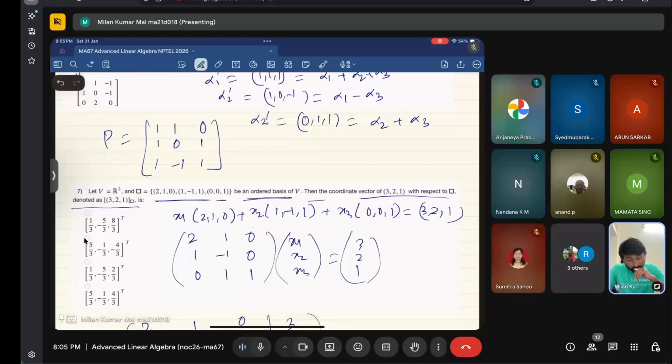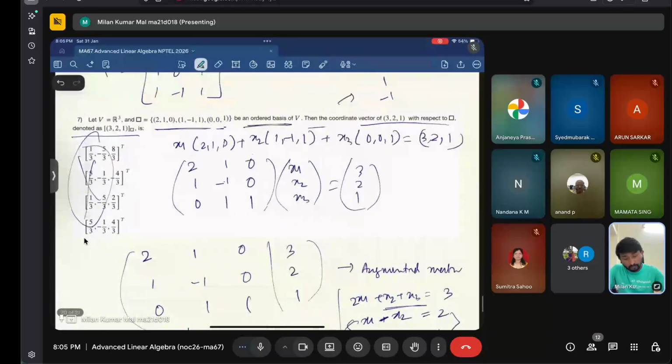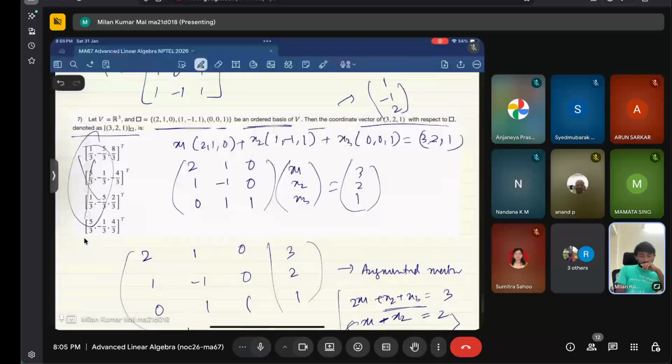Okay, let me try reading the question once again. This is an ordered basis, then the coordinate vector of this with respect to this, denoted by this, is what it is: 2 1 0 1 minus 1. This is correct. There is some problem. I have to check this one, but the correct option is this one. This x1 is 1, x2 is equal to minus 1. So the correct option is 1 minus 1 2. This is the correct option. I believe there is some problem with this. I'll check once. I hope this is correct.